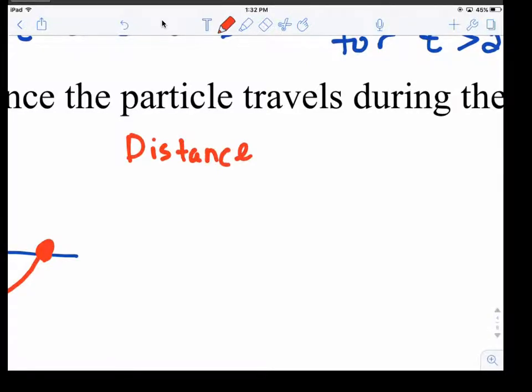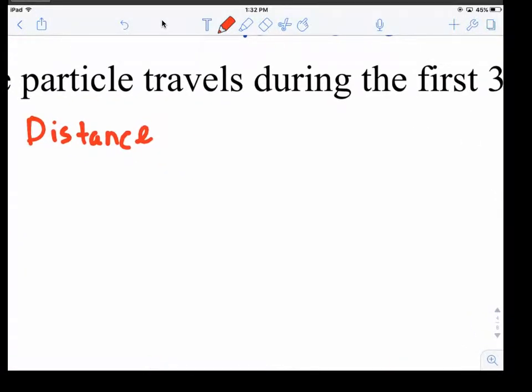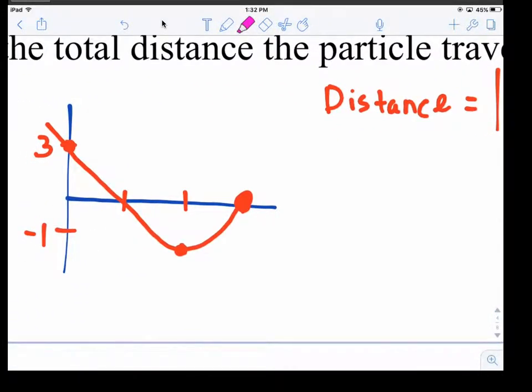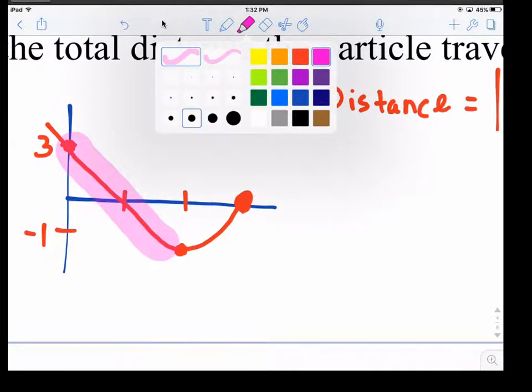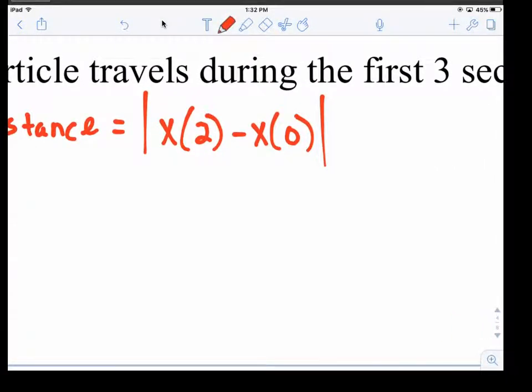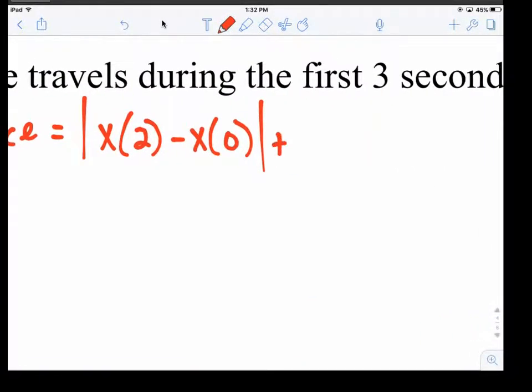All right, now, distance is the absolute value between resting points. So I have the absolute value. It changes direction at 2, so x of 2 minus x of 0. That's the first part here. And then the second part would be this piece here. So you're putting those two together: x of 2 minus x of 0 plus x of 3 minus x of 2.